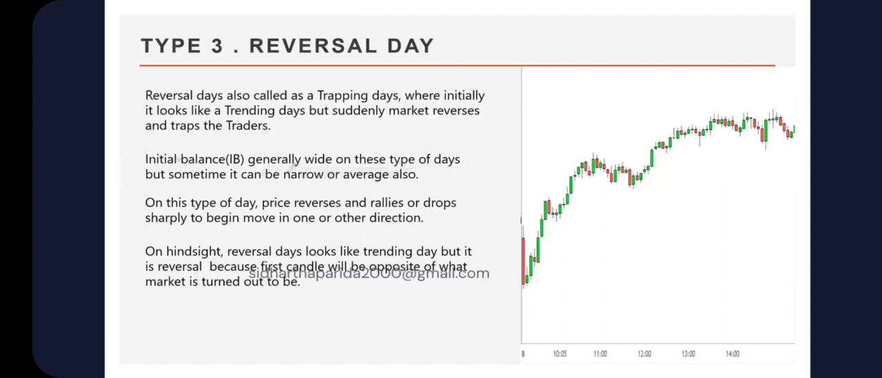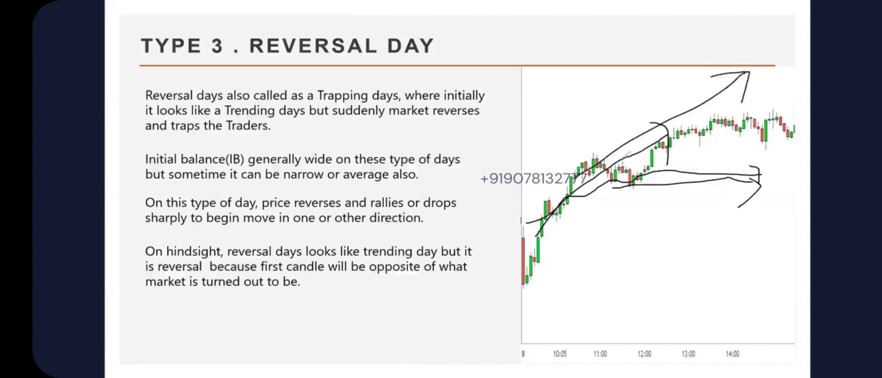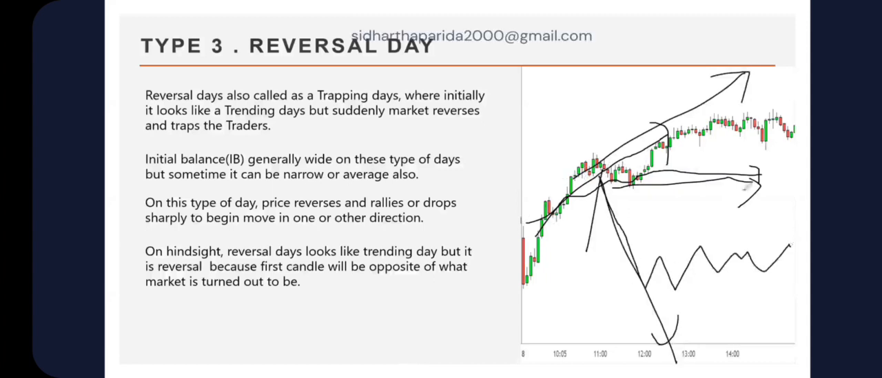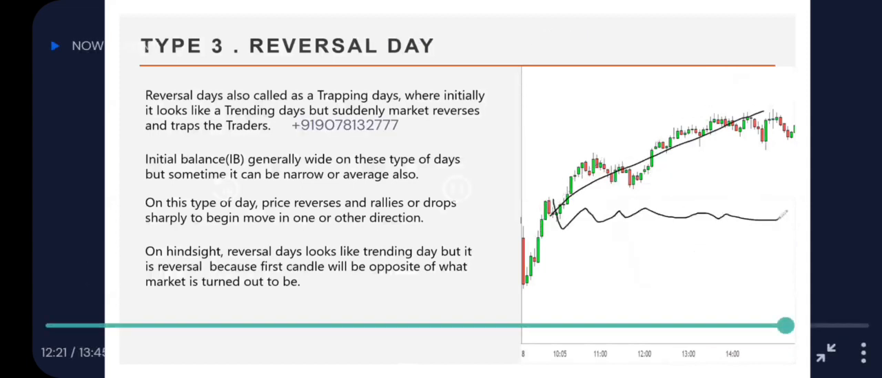So what is the initial balance? I said the first 1 hour, right? Initial balance is the first 1 hour, most of the time it will be wide, but sometimes it can be narrow. On this type of day, price reverses and rallies or drops sharply to begin moving in one direction or the other. So suddenly it can start going like this, suddenly reversing, or it can go and settle somewhere here. Sometimes it can reverse and make a big up move, or it makes a bullish candle and a big down move, or it can later stay sideways. Anything can happen. Every time it doesn't go like this, sometimes it can come and stay like this.